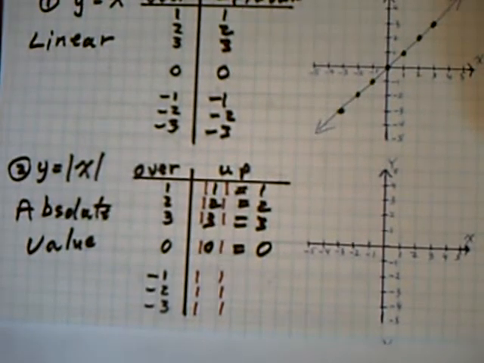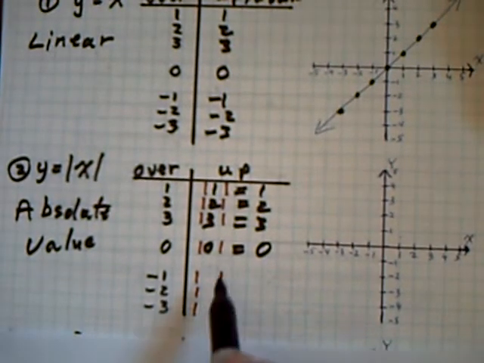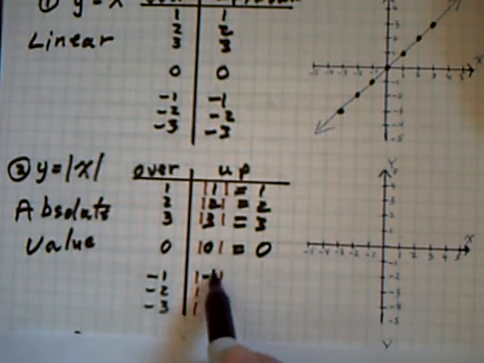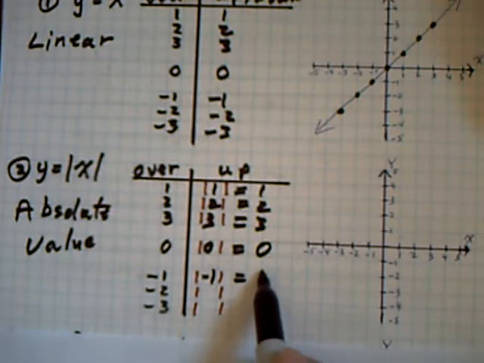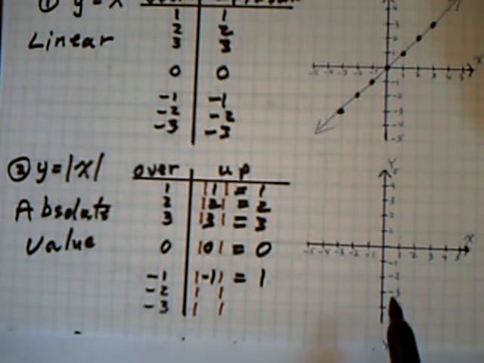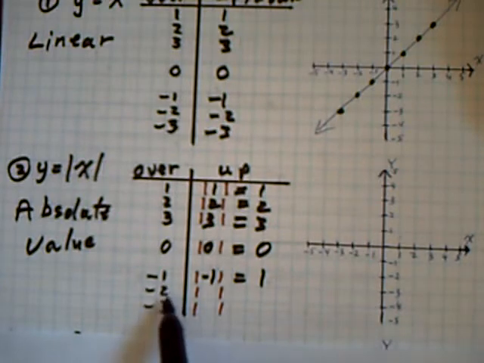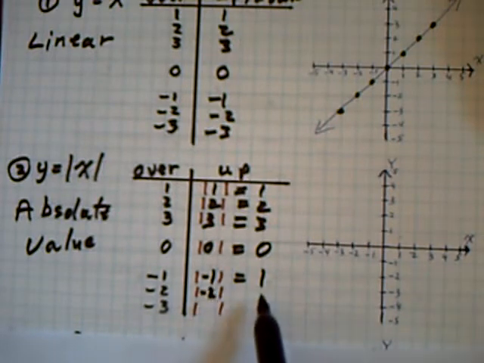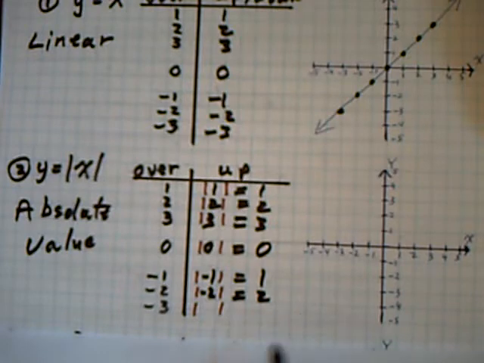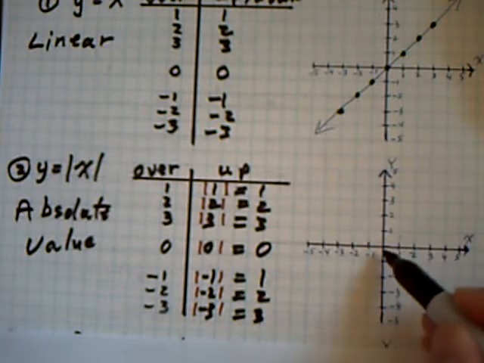But now things are going to change. If I go to the left 1, I'm going to go up the absolute value of negative 1, which is positive 1. I'm still going to go up. If I go to the left 2, I'm going to go up the absolute value of negative 2, which is 2. If I go to the left 3, I'll go up the absolute value of negative 3, which is 3. And this is what happens.